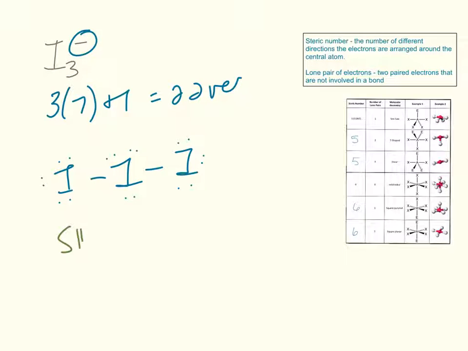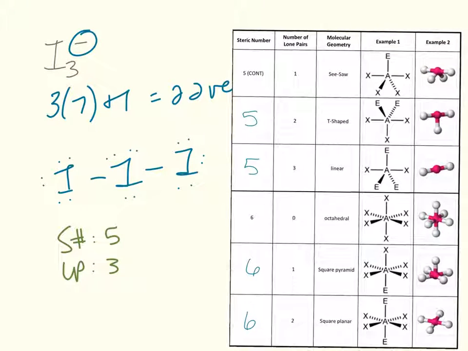And my steric number for the central iodine is 1, 2, 3, 4, 5. And for my number of lone pairs, I've got 1, 2, and 3 lone pairs. And so if I wanted to check and see what the shape was, then I would just look over here. And so with a steric number of 5, with 3 lone pairs, the shape is linear again because these come off, right? Or they don't come off, but they're not there. You can't see them. And so they hold this at a linear position. All right, and so my shape is linear.